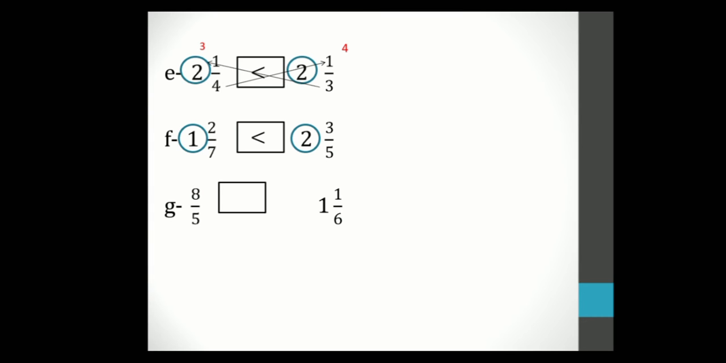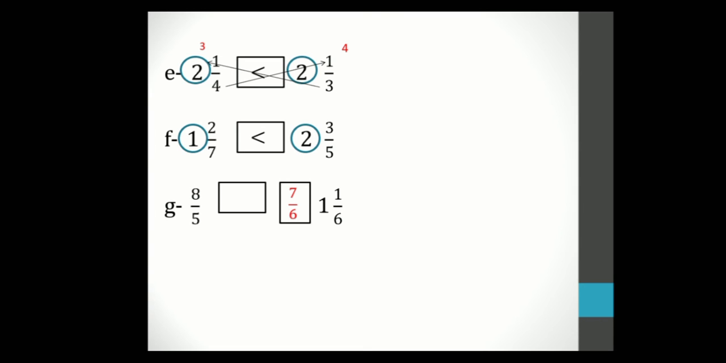The last one, we have 8 over 5 and the mixed number 1 and 1 over 6. So I have a fraction and a mixed number. We can't compare between a fraction and a mixed number. So I have to convert the mixed number to an improper fraction. We know how to convert a mixed number to an improper fraction. First step, we put the denominator as it is. So I put 6 down and then times, plus. Now 6 multiplying by 1 will be 6 and 6 plus 1 will be 7. So the fraction will be 7 over 6.